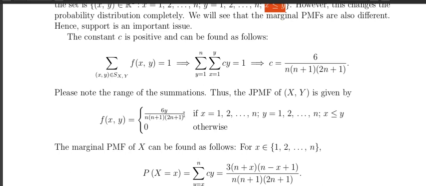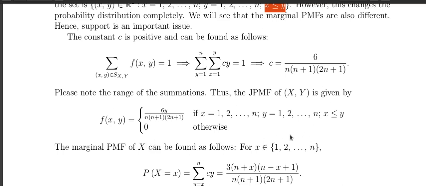So you see that based on the support, our joint PMF completely changes. And it has to be, otherwise the sum will not be 1. Good? So once I have the joint PMF, I can try to find out the marginal PMF of X. Again, if X does not belong to this set, then there does not exist any pair (x,y) in the support, so that means the joint PMF is 0. So by default, the probability X equals x has to be 0.